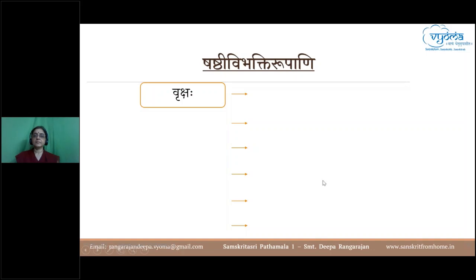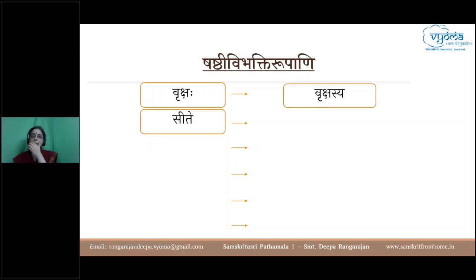Vrikshaha. So vrikshaha is ekavachan pullingaha. So it is vrikshasya. Uttam. Dhanyavada. Sita is bahuvachan strilingam. Dvivachan. So then Sita yoho. Fantastic. Sita yoho.